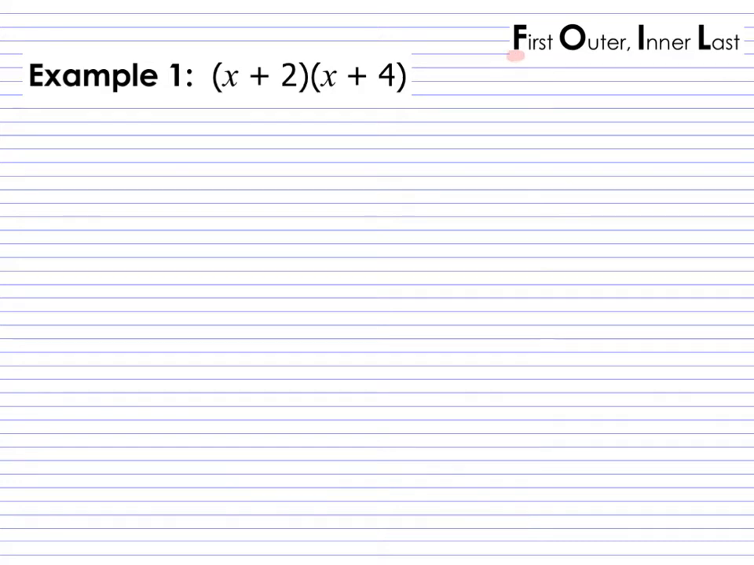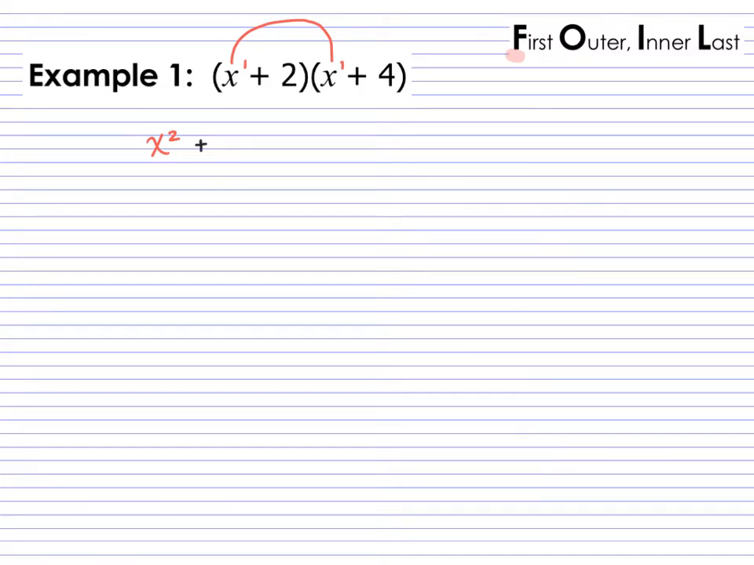So we're going to start with F out of the FOIL. With F, we're going to multiply our first terms. So the first terms are the first term in the first set of parentheses and the first term in the second set of parentheses. So that's going to be x times x. Remember, when we multiply terms that have the same base, we add their exponents. So these have an exponent of 1, so that's going to give us x squared. So that's our first term, plus.